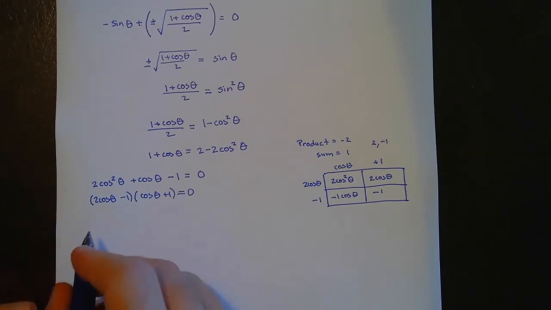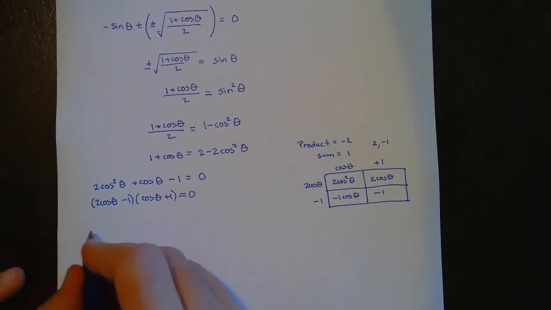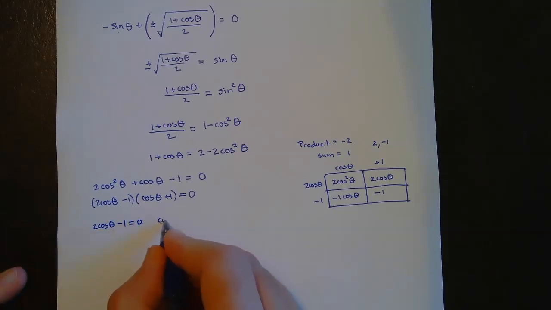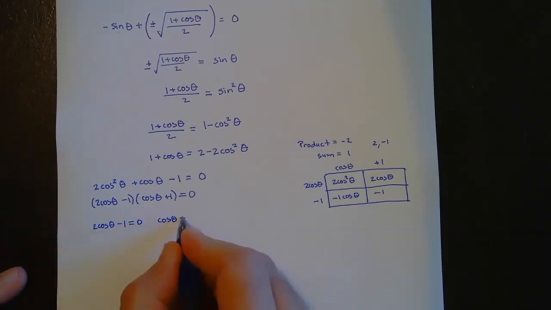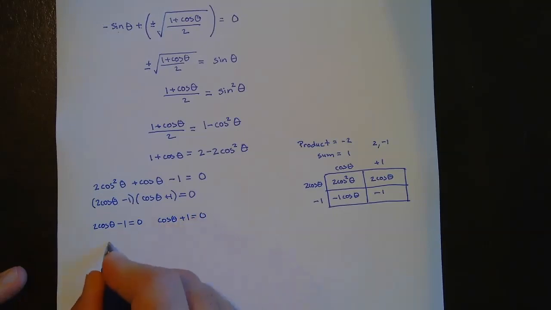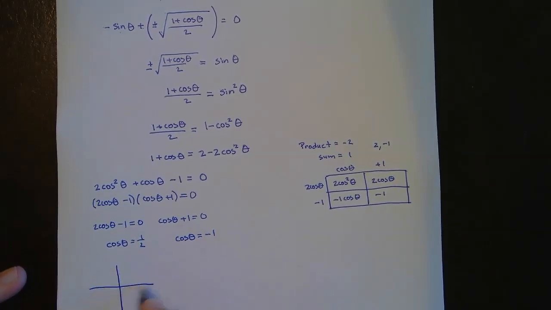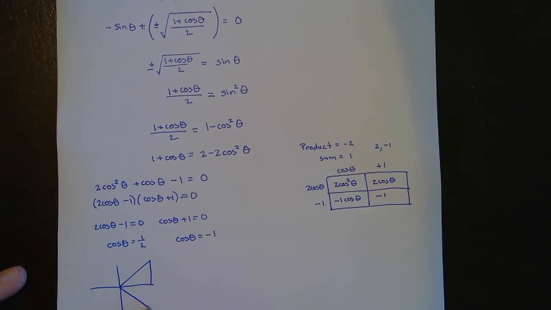Okay, so then one of those is equal to 0, right? So 2 cosine theta minus 1 is equal to 0, or cosine theta plus 1 is equal to 0. This would be cosine theta equals positive 1/2, and this would be cosine theta is equal to negative 1. Okay, so where's cosine positive, right? And that happens in the first and also in the fourth quadrant, right?